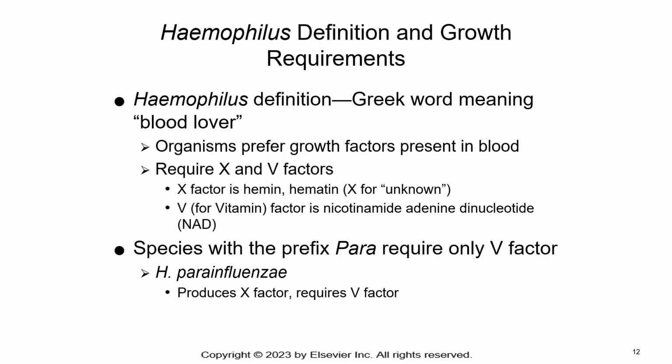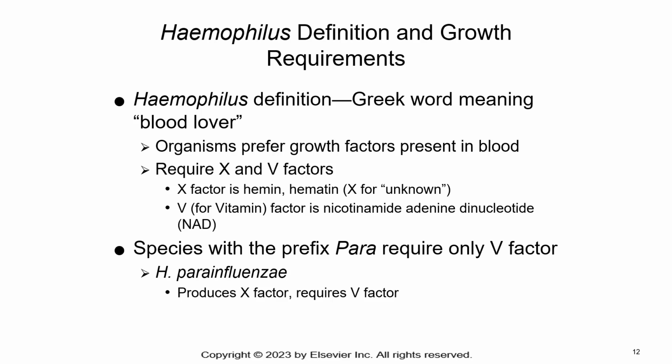Haemophilus is from the Greek word meaning blood lover. Organisms prefer growth factors present in blood. They require X and V factors. X factor is hemin, hematin, X for unknown. V is for vitamin. Factor V is nicotinamide adenine dinucleotide, NAD. So X is hemin, V is NAD. So if you're asked on a test, what is X factor known as? That's hemin. What is V factor known as? NAD.